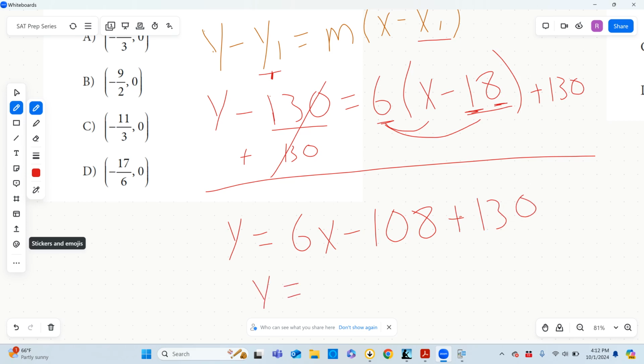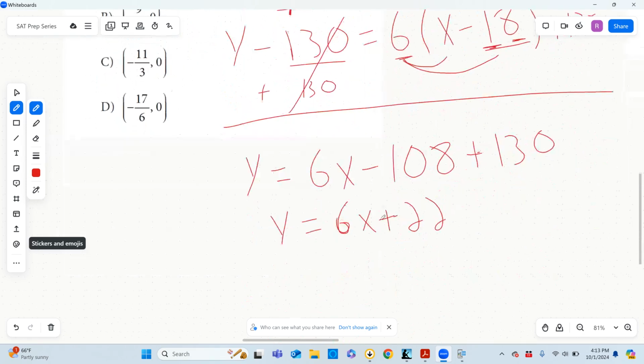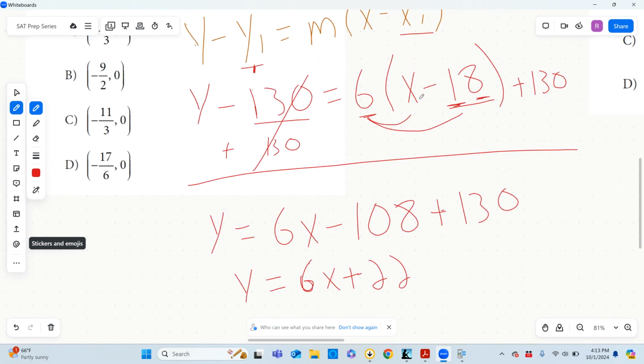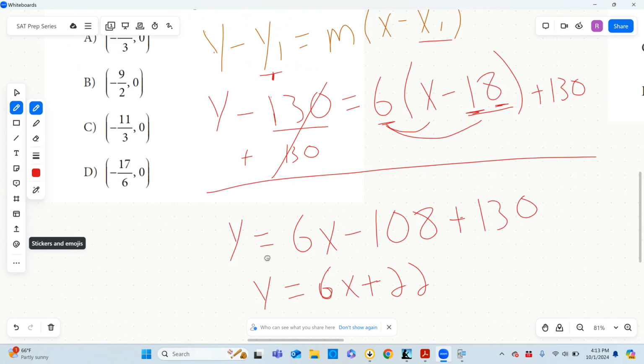And so my line in slope-intercept form is going to be y equals 6x, and negative 108 plus 130 should be plus 22. And remember, you have your calculator available for this part of the exam. So again, if you don't like doing mental math, just rely on the calculator, right? You can distribute your 6 here, add 130 to both sides. You can do it all on the calculator, and you should still end up here.